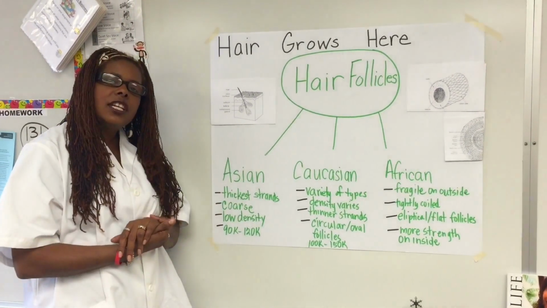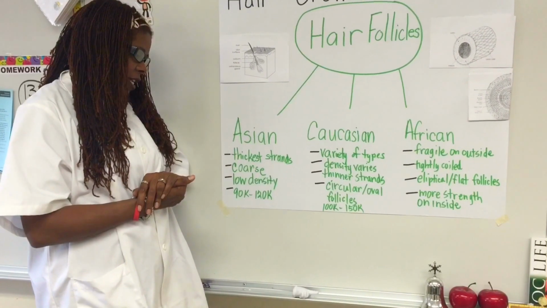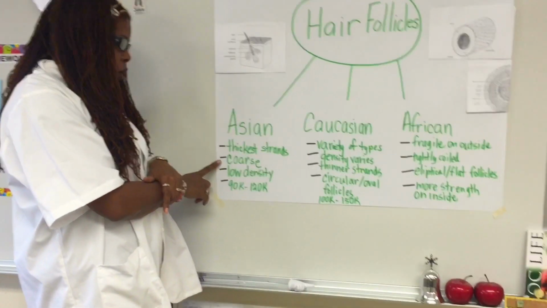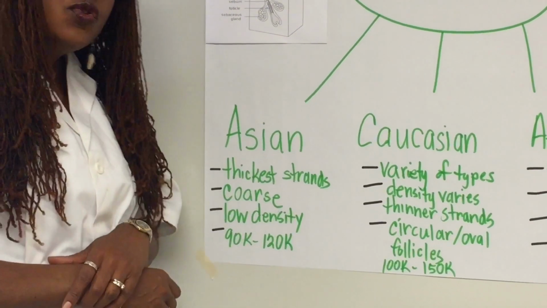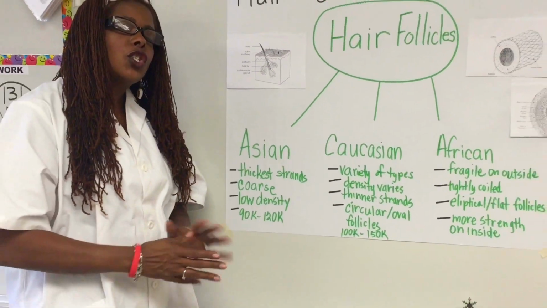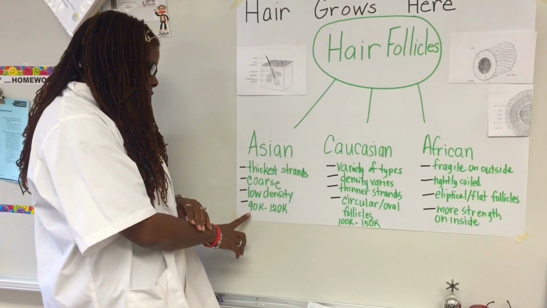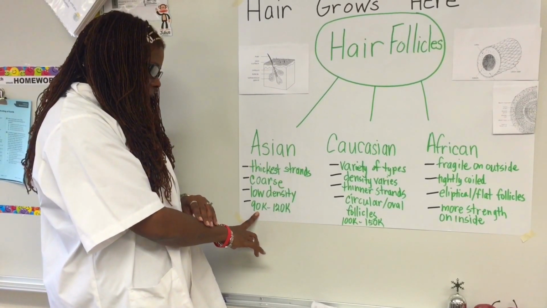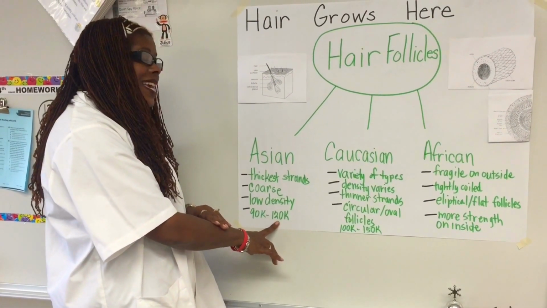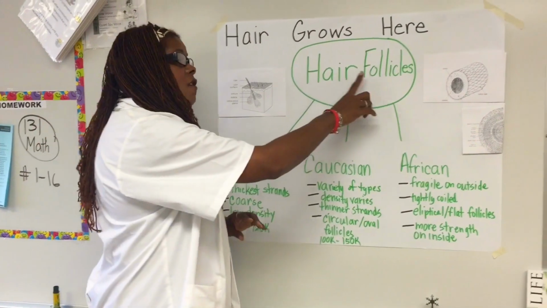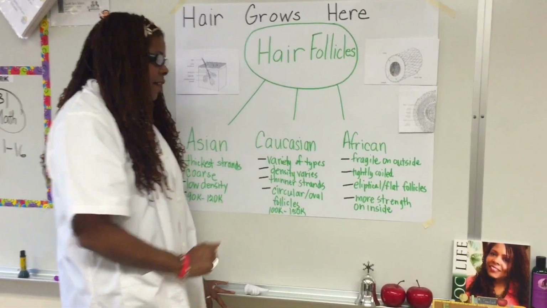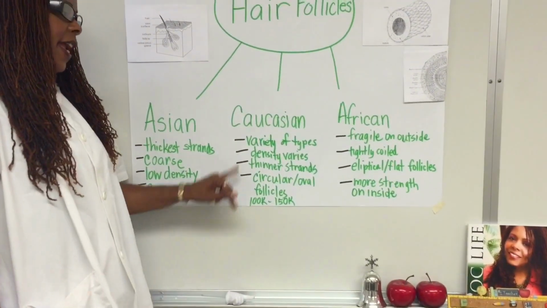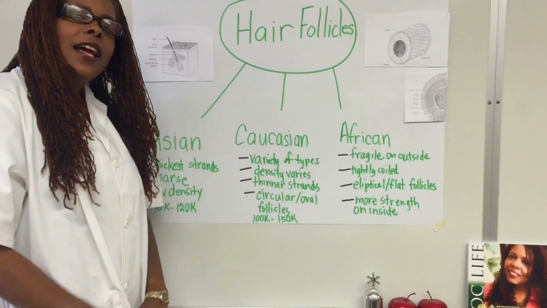Asians' hair, actually, they have the thickest strands. Their hair tends to be very coarse, and they actually have a low density. When you look at the number of strands per square inch, they average on the entire head having about 90,000 to 120,000 hair follicles.